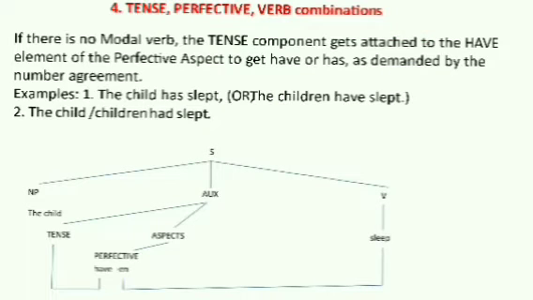Now consider the tense perfective verb combinations. If there is no modal verb, the tense component gets attached to the perfective aspect. That means the have element of the perfective aspect. And we get verb forms like have or has or had. The choice of have or has in present tense is decided by the number agreement. When past tense is inflected on have, it becomes had.